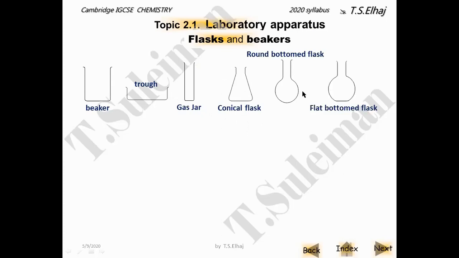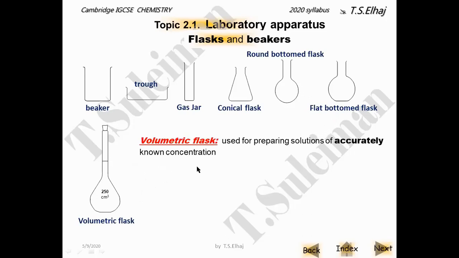Round bottomed flask and flat bottomed flask, as well as volumetric flask. This is the most important one. Why? Because the volumetric flask is the type of flask we use to prepare solutions of accurately known concentration. Whenever we need to prepare a solution, the solution is prepared inside volumetric flask because it measures accurate volume. So we cannot use round bottomed or conical flask or any type of flask because these do not measure accurate volume. But the volumetric flask measures accurate volumes. Because of that, we use it for preparing solutions of accurately known concentration.